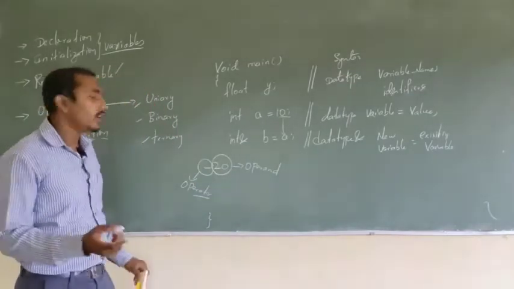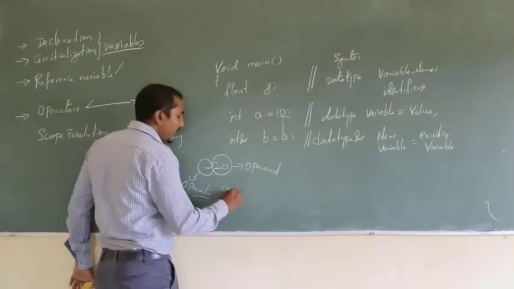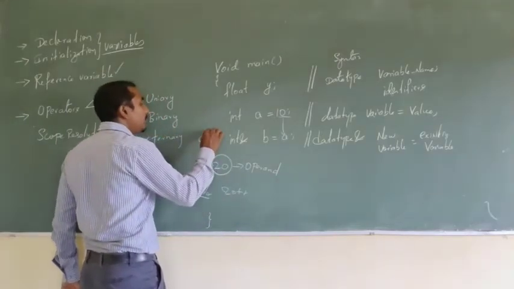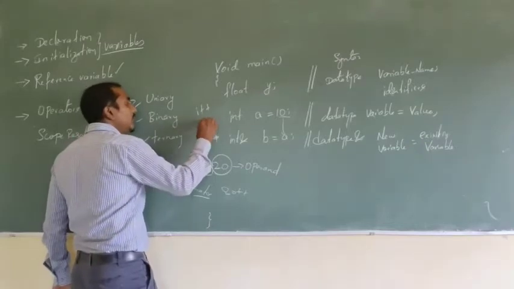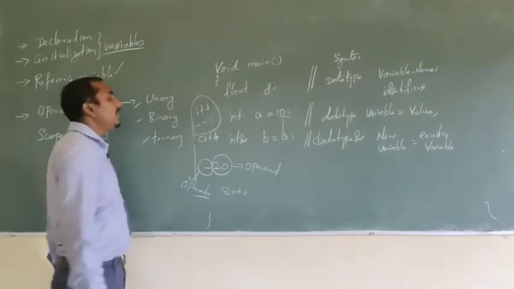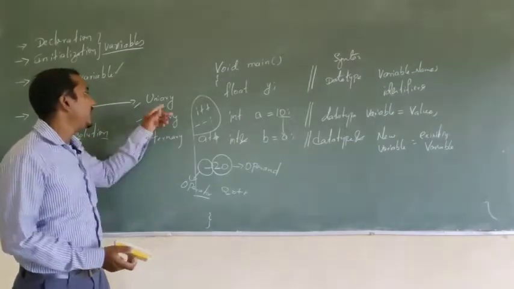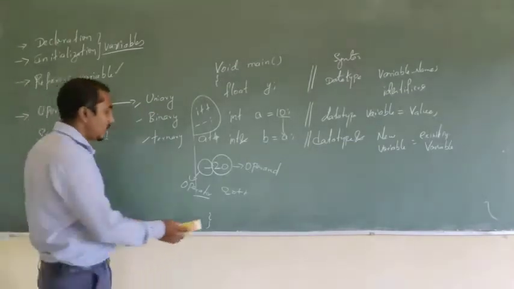Then this operator will be acting as a unary operator. You can write something like 20 plus plus, or a plus plus, i plus plus, minus minus i. All these will be acting as unary operators.